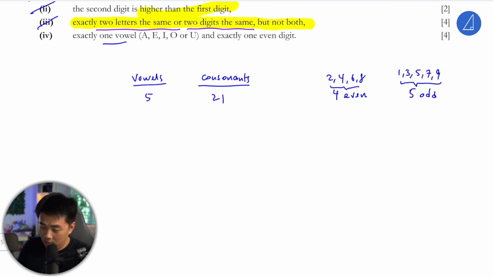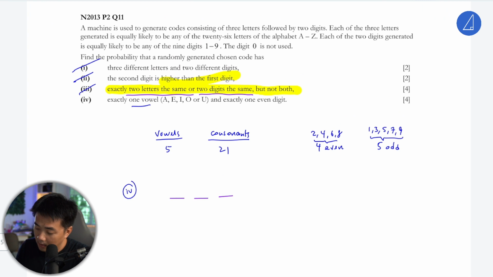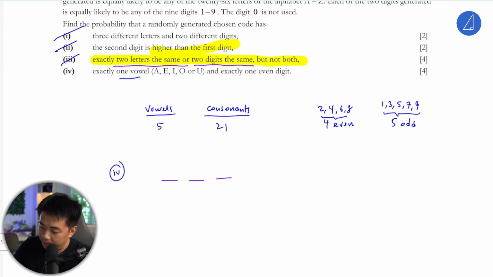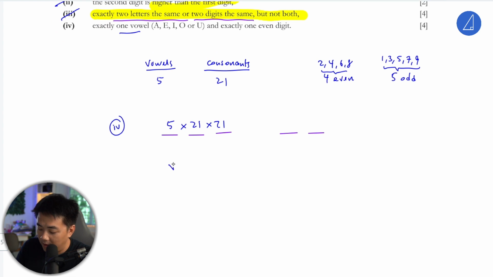So exactly one vowel. Since you could repeat, the digit can be used more than once. In this case, what we need to understand is that if you put a vowel here, 5, then one vowel, then 21 consonants and 21 consonants. But you must understand that for vowel, consonant, consonant, the number of ways of arranging it is 3 factorial over 2 factorial. You can have vowel, consonant, consonant, or consonant, vowel, consonant, or consonant, consonant, vowel, right?